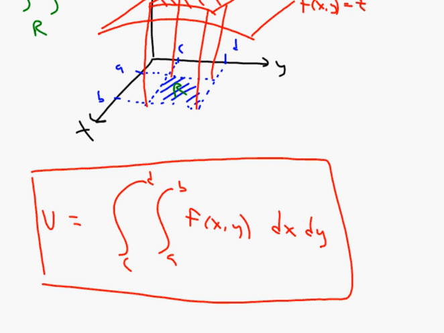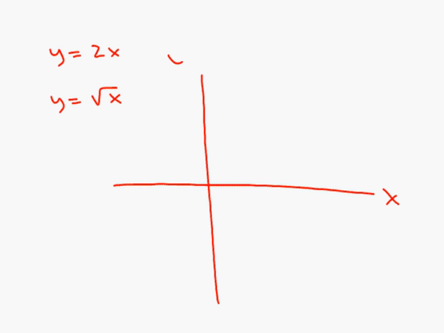What if we integrate over a region maybe like this? Usually what happens is you're given some equations which bound an area for you. So for example, suppose we had the equations y equals 2x and y equals square root of x. Those two curves together create a region, and it will not be rectangular in shape. So again, we're going to temporarily look down at the xy plane from above and imagine the z-axis coming up at you out of the board.